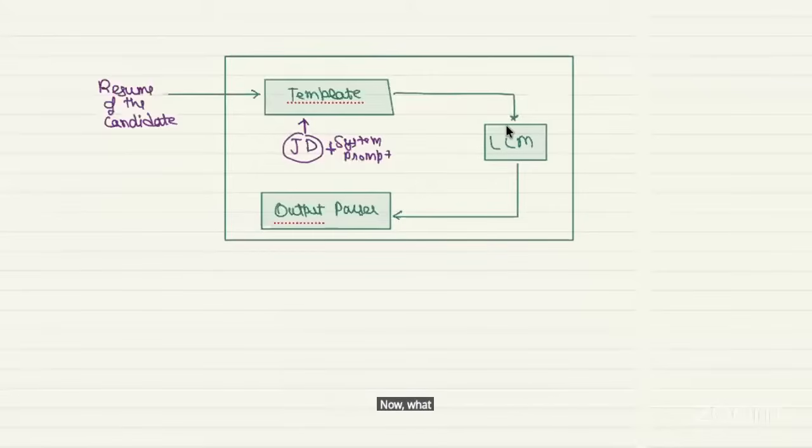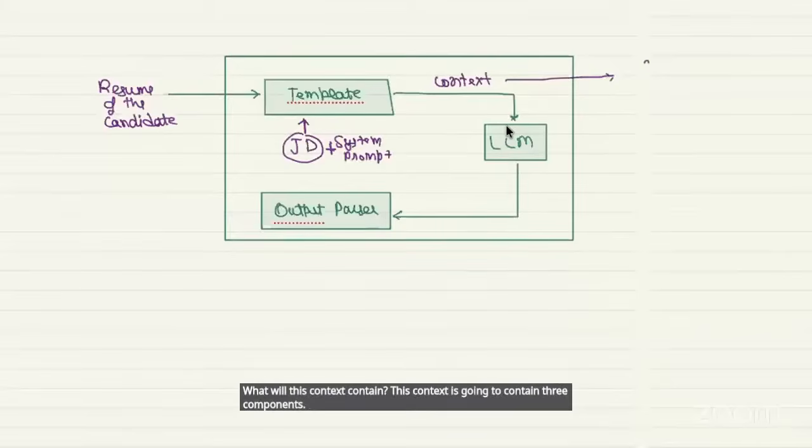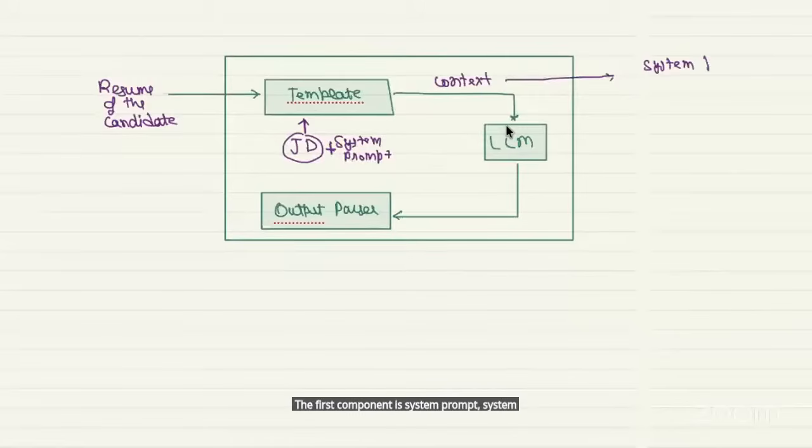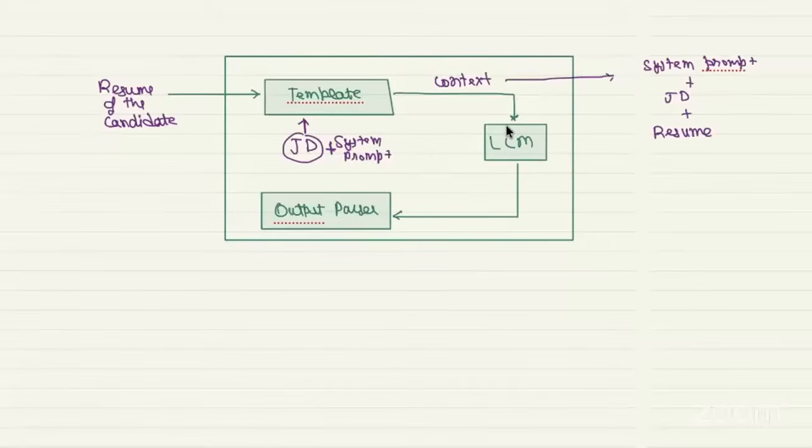Now, what is the job of this template? The job of this template is to use the system prompt and build the context, in simple terms. What will this context contain? This context is going to contain three components. The first component is the system prompt, system instructions, developer instructions. The second component will be the JD, which will also be a part of the system prompt. And the third component is going to be the candidate's resume. Is this part clear to all of us?